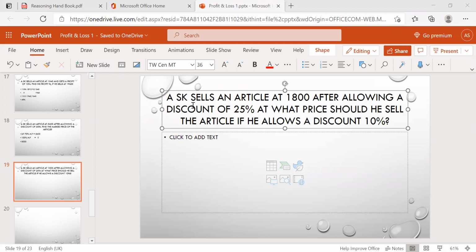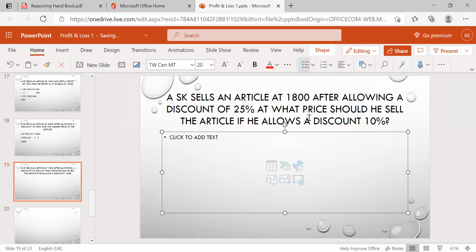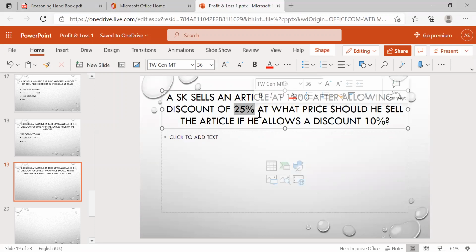What they're asking, they gave the price after allowing 25%. That means what is this? SP, it is a selling price. After the discount, the price you get is nothing but the selling price. Okay, is it clear? So 1,800 is nothing but the selling price. Now, what they're asking actually, again selling price only, but previously they allowed a 25% discount. Now they have to allow only 10%. Then what is the selling price they're asking?